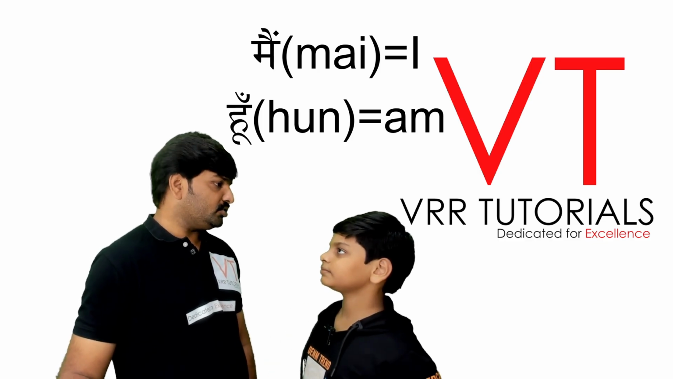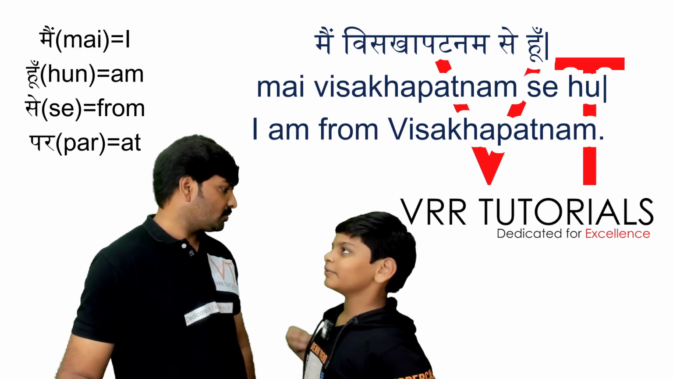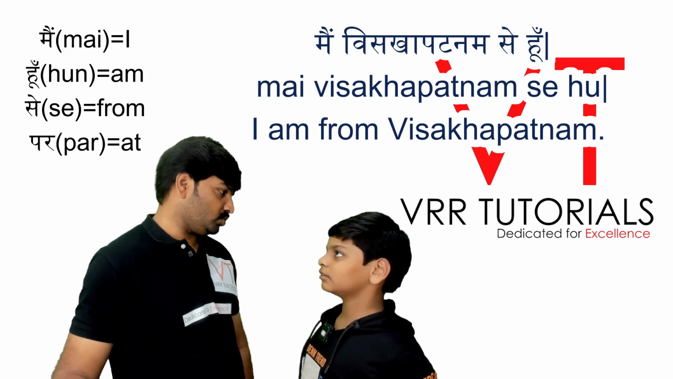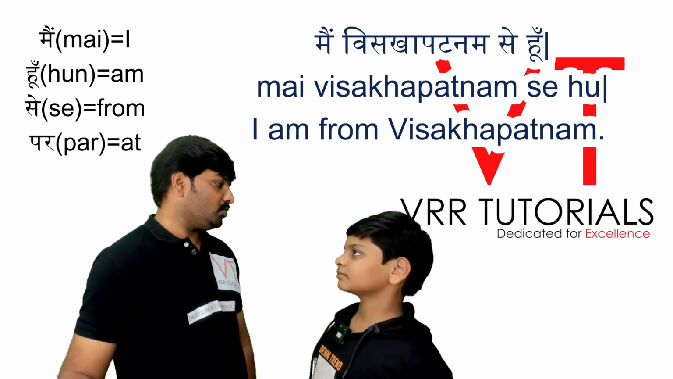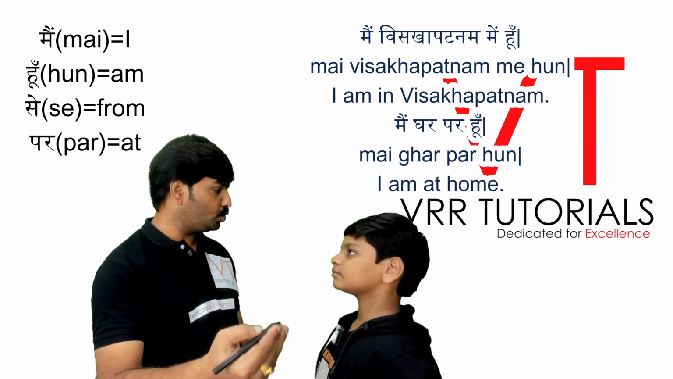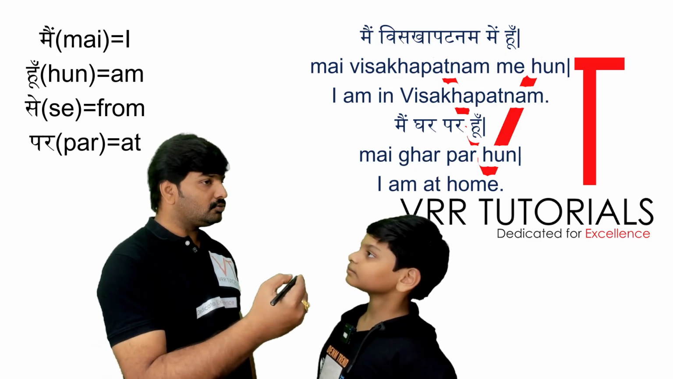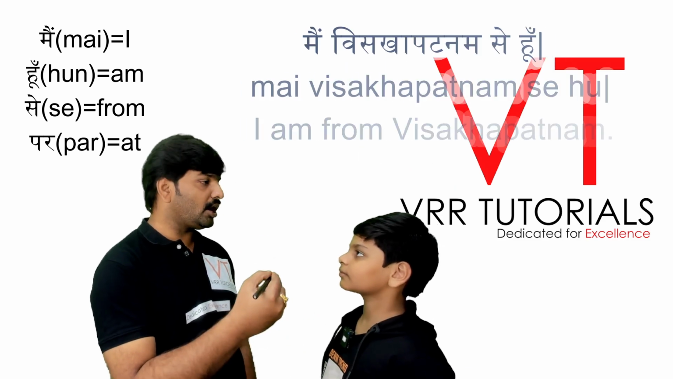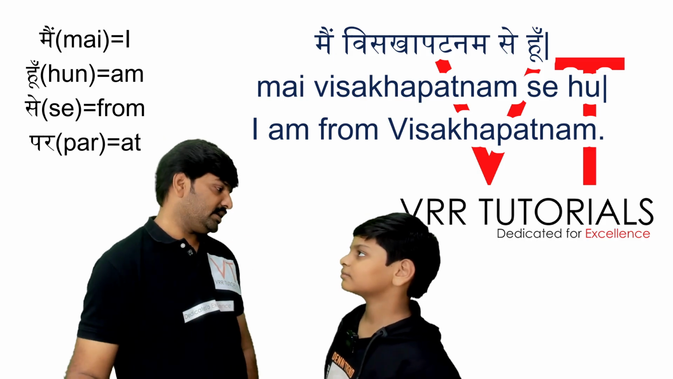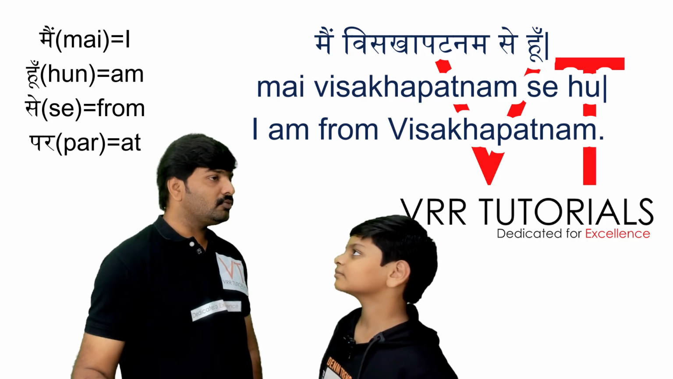Okay. Can you say your place? मैं विशाखापट्टनम से हूँ. Or you can use मैं विशाखापट्टनम में हूँ. If somebody asks you where you are now, you have to say मैं विशाखापट्टनम में हूँ, मैं घर पर हूँ. If somebody asks you where are you from, then you have to say मैं विशाखापट्टनम से हूँ. से is nothing but from. Okay.